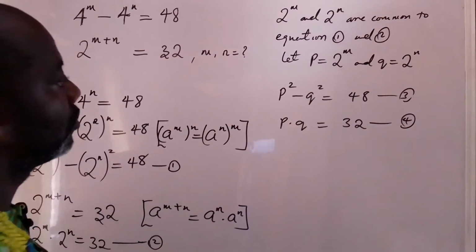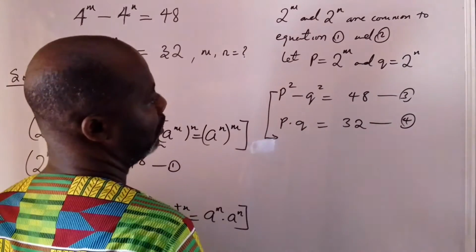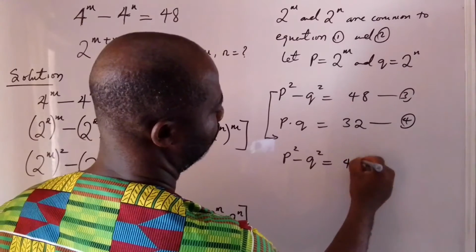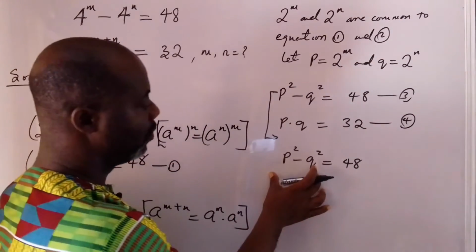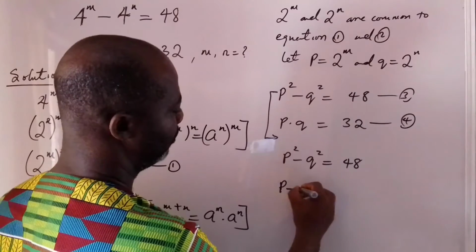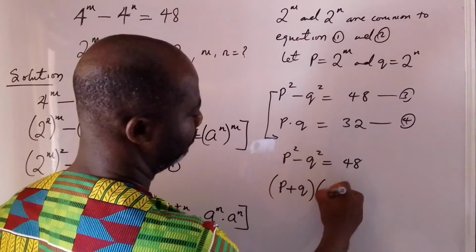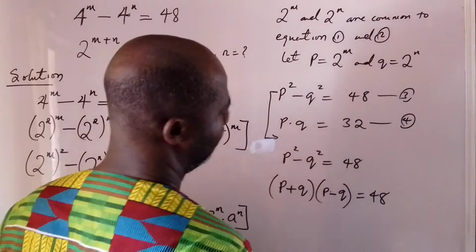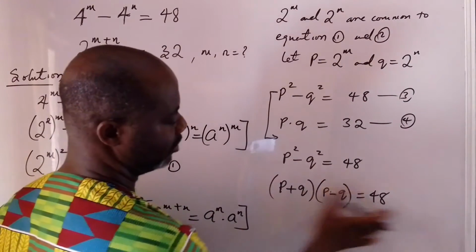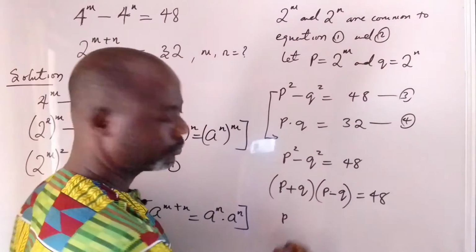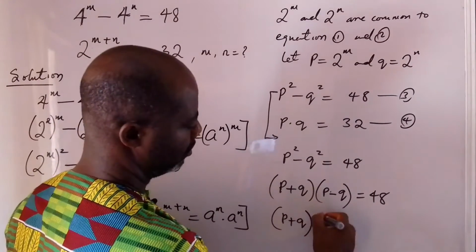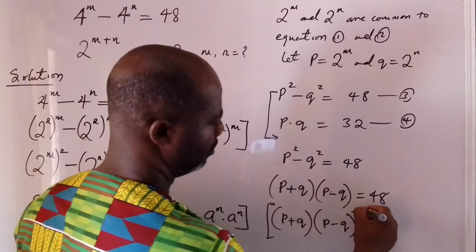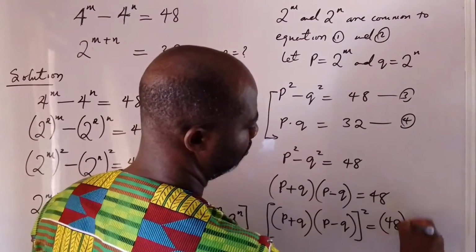Now let's go back to equation 3. We have P squared minus Q squared equal to 48. This is actually a difference of two squares, which I can write as P plus Q multiplied by P minus Q equal to 48. So I'm going to do something here. I'm going to take the square of both sides. So I have P plus Q times P minus Q all squared will be equal to 48 all squared.